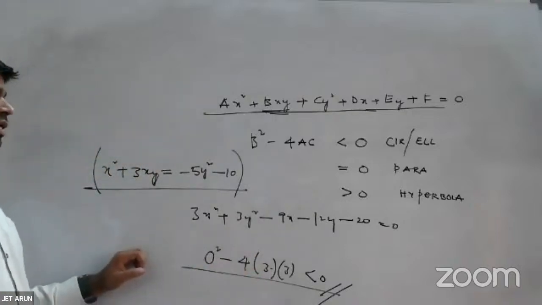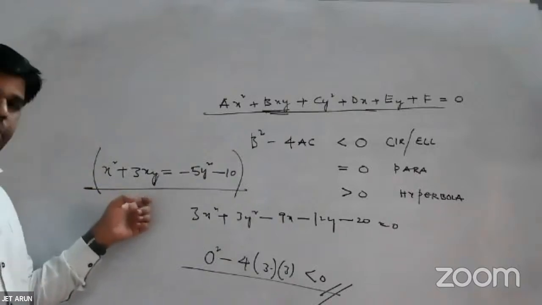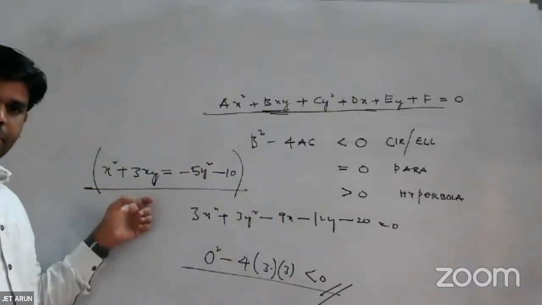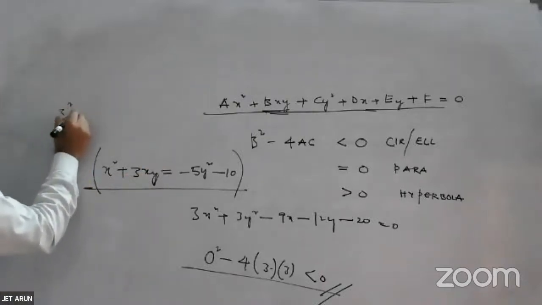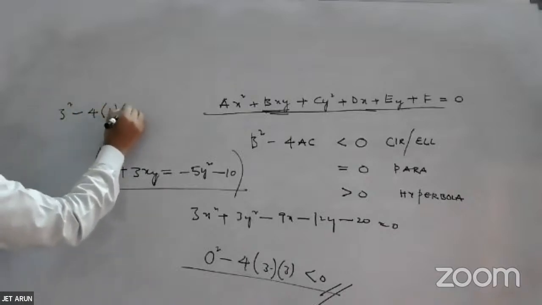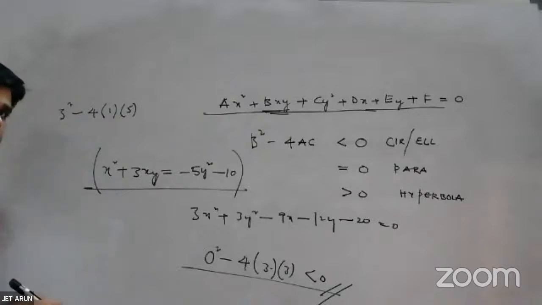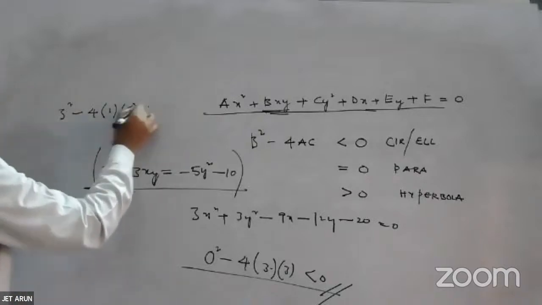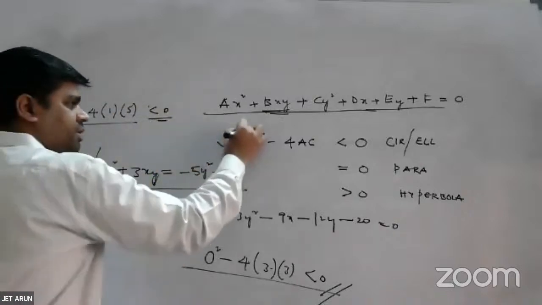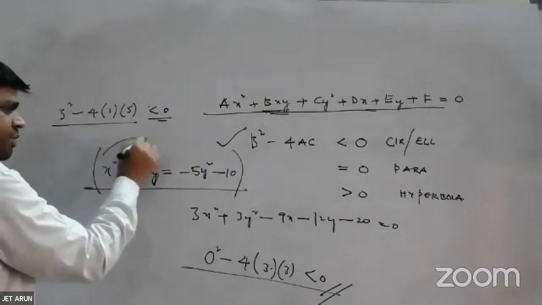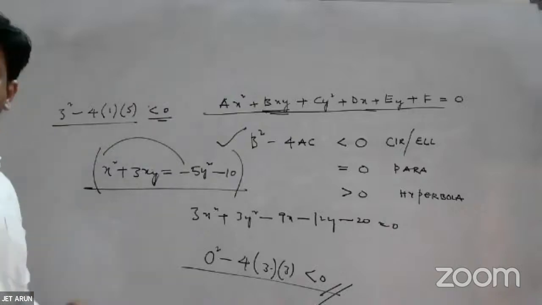Now let's focus on this equation, x square plus 3xy plus 5y square plus 10. It's an ellipse. B square minus 4AC is 9 minus 4 into 1 into 5. What is the value of C here? 5. So 9 minus 20, which is less than 0. It's a circle or ellipse, but A is not equal to C, so it's an ellipse.